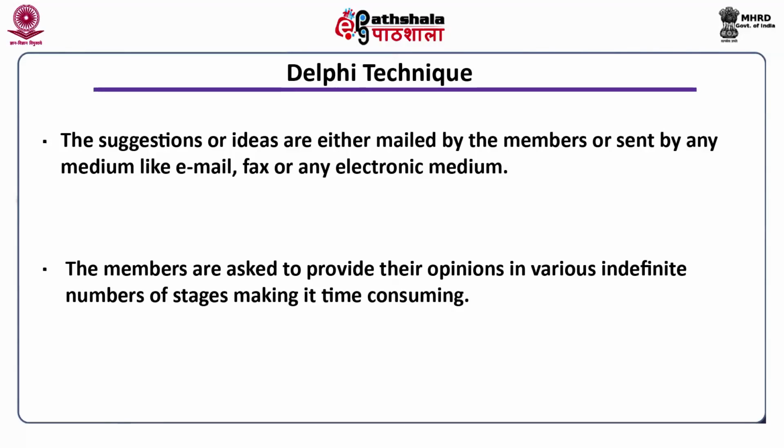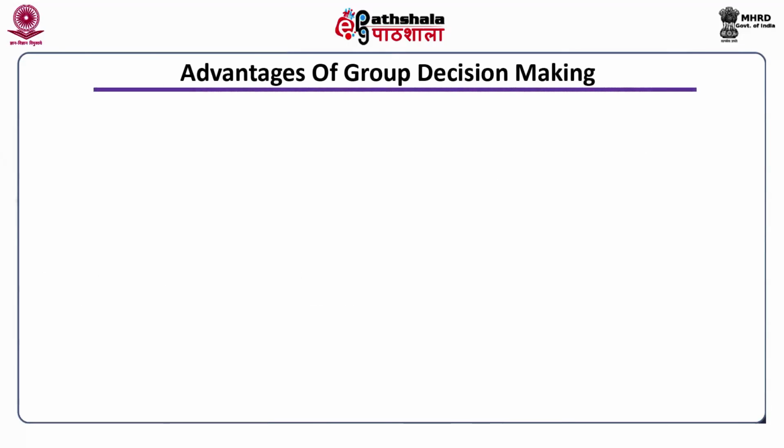Thereafter, on the basis of results, another stage of suggestions begins based on the previous results. The process gets repeated till the time a consensus is reached amongst group members. In this way, the group arrives at the final solution to the problem. So, the techniques are over. We have some advantages of group decision making.